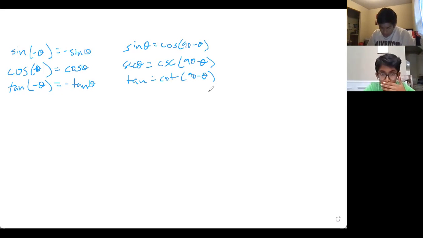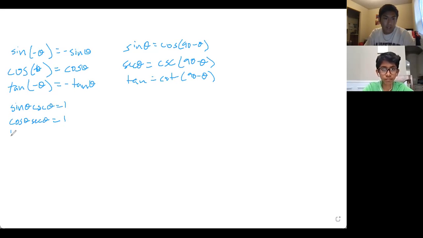You should also know some pretty simple ones. Sine theta cosecant theta equals 1, right? And then cosine theta secant theta equals 1, and then tangent theta cotangent theta equals 1, right? Those are pretty easy. We're going to use these to get to some more complicated ones. Here's where it gets exciting.